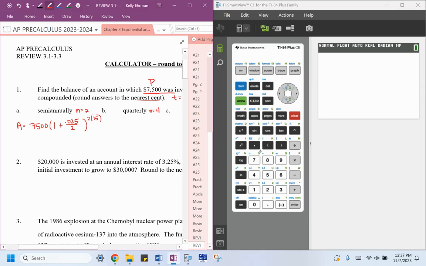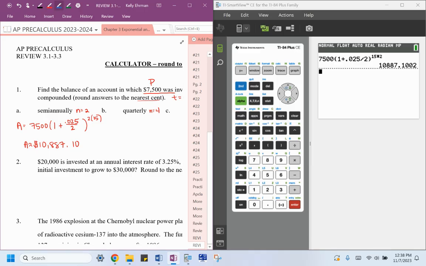So 7,500 times 1 plus 0.025 over 2 raised to the, I like to do time and then n, just so I can make quick adjustments that way. All right, so when you write your answer, make sure that you're labeling with dollars, and the instructions say round to the nearest cent, which means 2 decimal places.